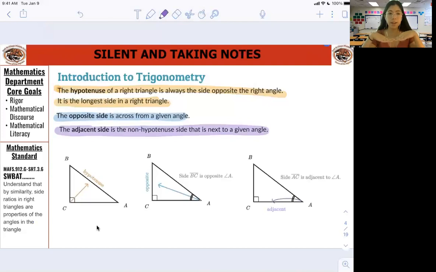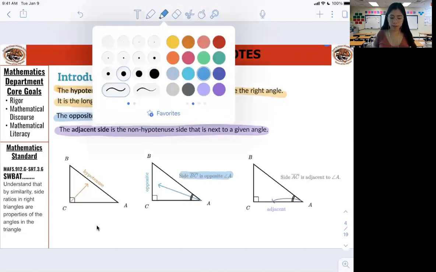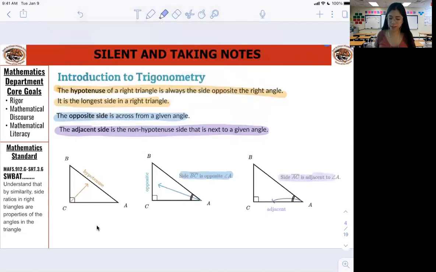So the opposite side is always the side that is across from an angle. So in this example, BC is opposite of angle A. And then when we're talking about adjacent sides, that's a side that is kind of directly next to an angle, but not the hypotenuse. So we've got hypotenuse, opposite sides, and adjacent sides. Take about 3 minutes to copy all of this down into your notebook.